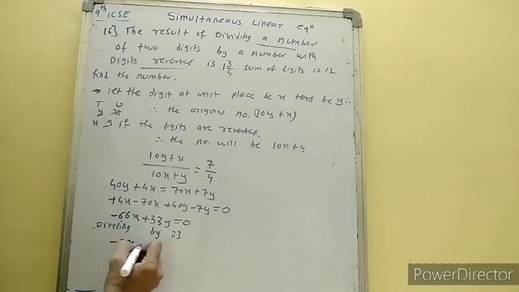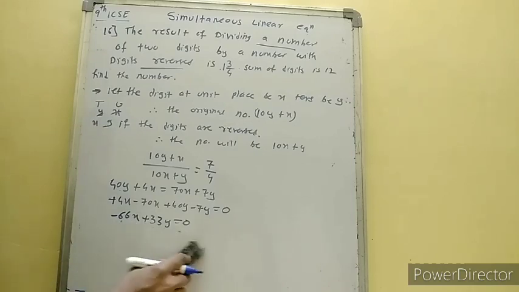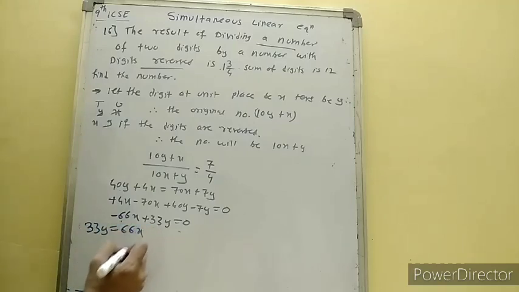Minus 2x. Or I will do one thing for better understanding. I will send this minus 66x over there. So we have 33y is equal to positive 66x. 33 will go and divide 66x upon 33. So y is equal to 2x. Okay, value of y is 2x.